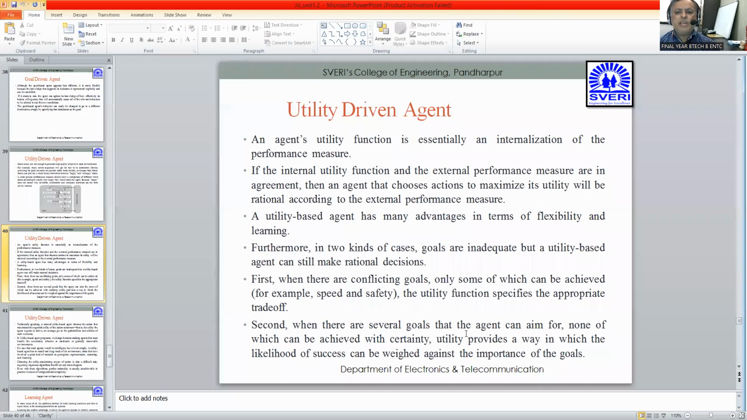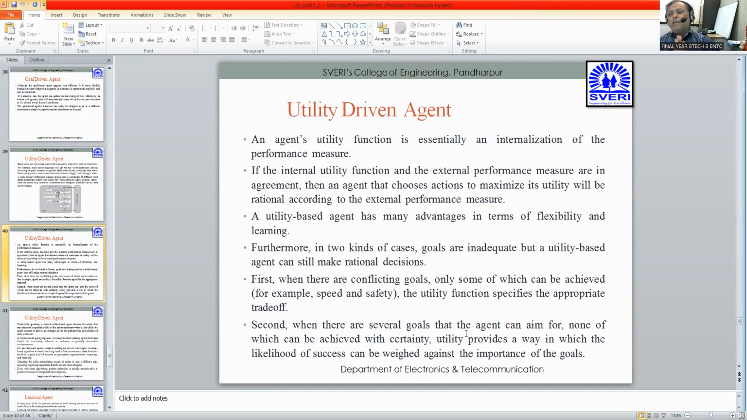The agent's utility function is essentially an internalization of the performance measure. Obviously, the measurement of the performance will come into the picture, and that will be based on the utility agent's utility function. If the internal utility function and the external performance measure are in agreement, then the agent that chooses actions to maximize its utility will be rational according to the external performance measure.